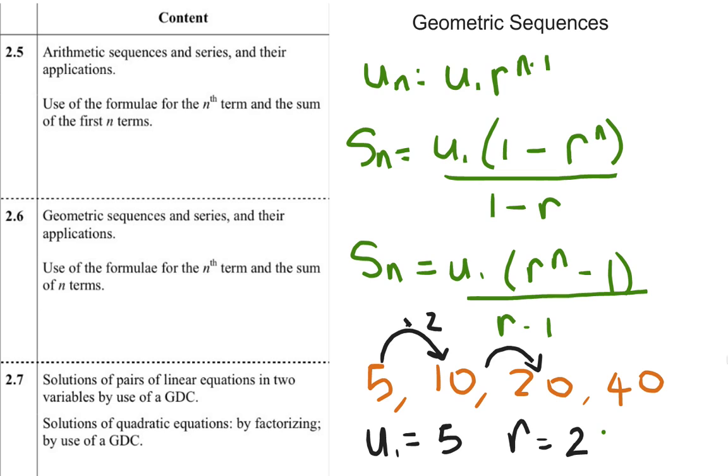But let's say I gave you one that was slightly harder. Let's say a sequence starts with 40. Then it goes on to negative 10. And then it goes to positive 2.5. What does it go on to next? Do you know? 2.5.